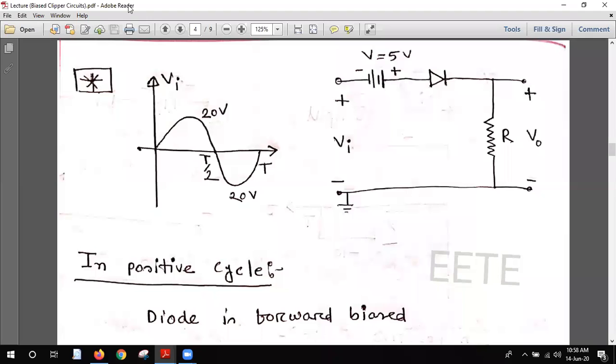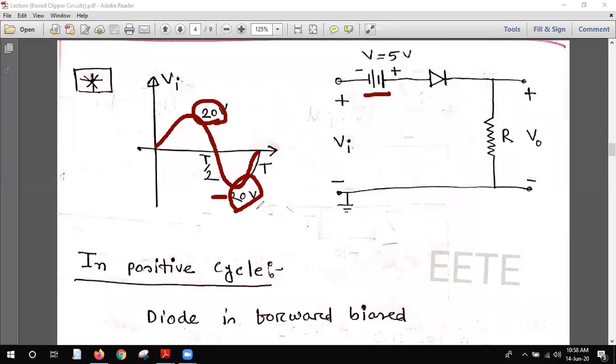Okay, so at first you see that this is absolutely a biased clipper, because we have a DC supply with our input AC voltage. So from the very beginning, we can say this is a biased clipper. And the input voltage is given here: 20-volt peak, and there will be a minus 20-volt peak here.